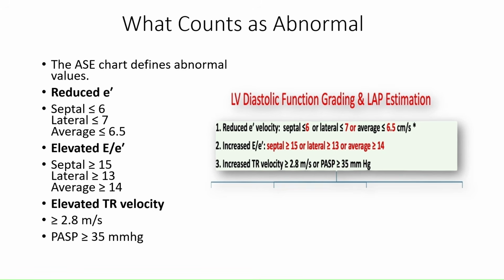This is an indirect sign of elevated left atrial pressure. This is considered abnormal if the TR velocity is greater than or equal to 2.8 meters per second, or if the pulmonary arterial systolic pressure is greater than or equal to 35 millimeters of mercury. So why do we look at this? We do because elevated LA pressure backs up and it moves through the pulmonary circulation, which ultimately increases TR velocity.